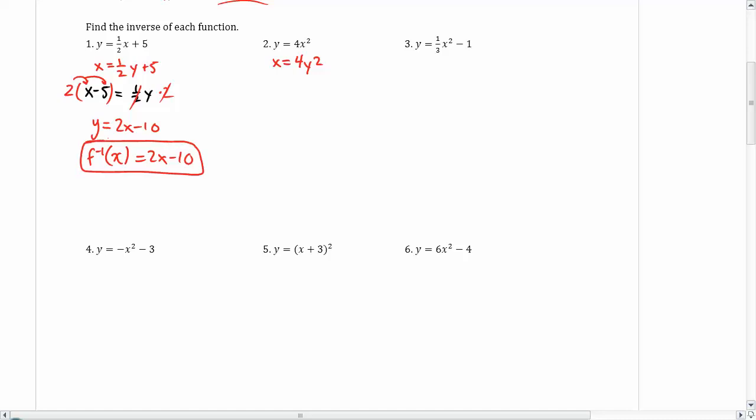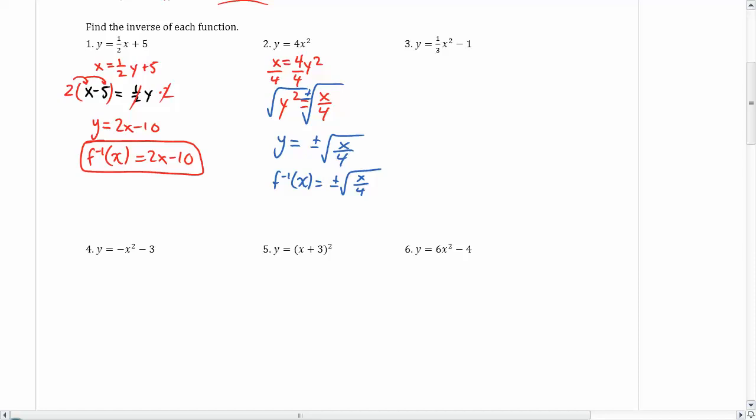Your next one though, switch x and y. So we have x equals 4y squared. And then what you want to do is solve for y. So you're going to divide both sides by 4. You'll have y squared equals x over 4. And then square root of both sides. When you take the square root, you need plus or minus. So we have y equals plus or minus the square root of x over 4. And then lastly, rewrite it as an inverse. The inverse f of x is plus or minus the square root of x over 4.